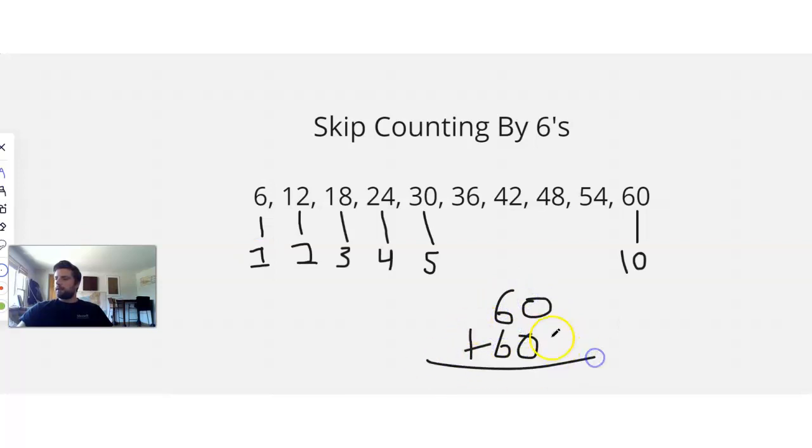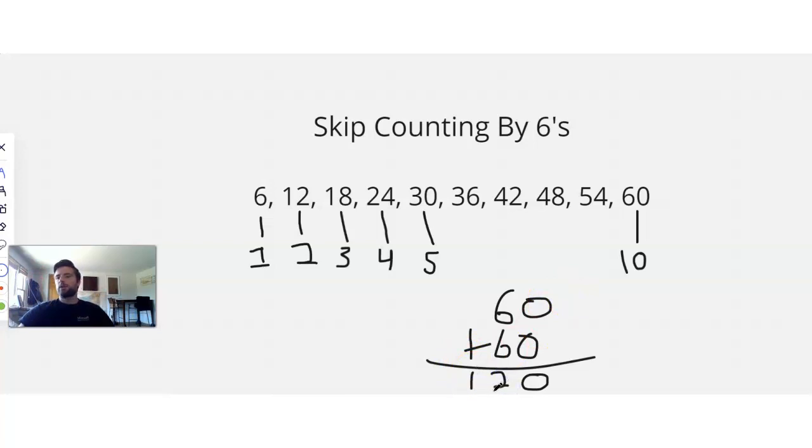Let's line it up. 0 plus 0 is 0. 6 plus 6, I'm going to start at 6 and count on. 7, 8, 9, 10, 11, 12. So 60 plus 60 is 120. All right?